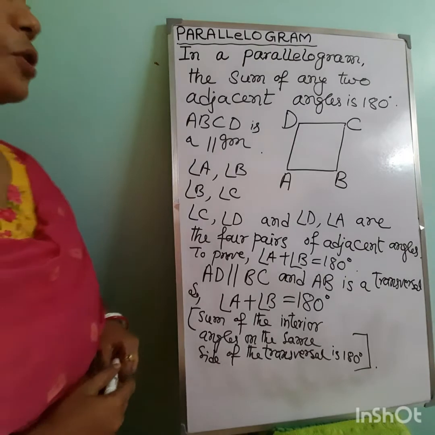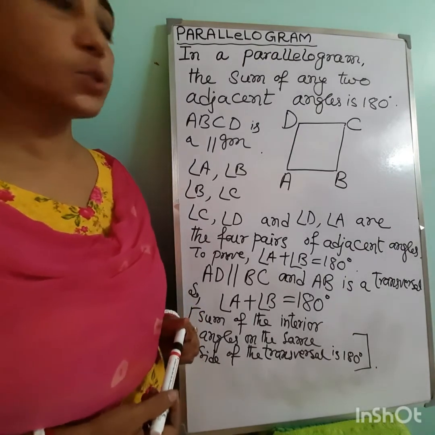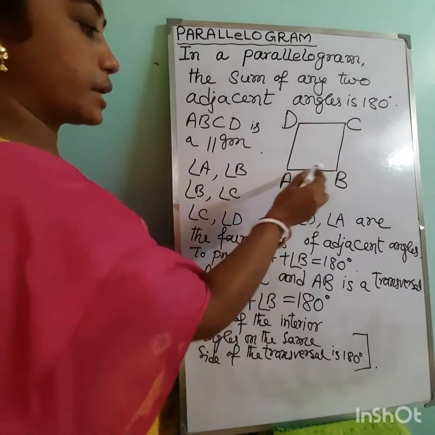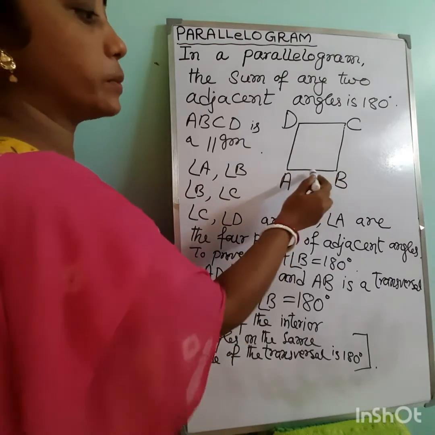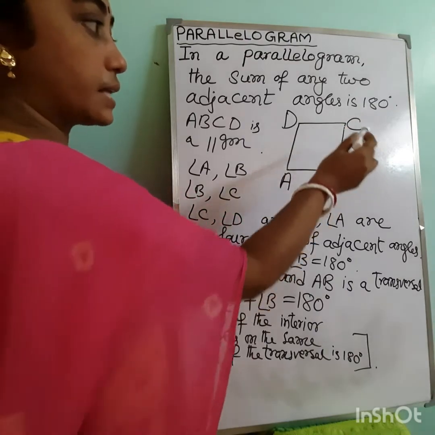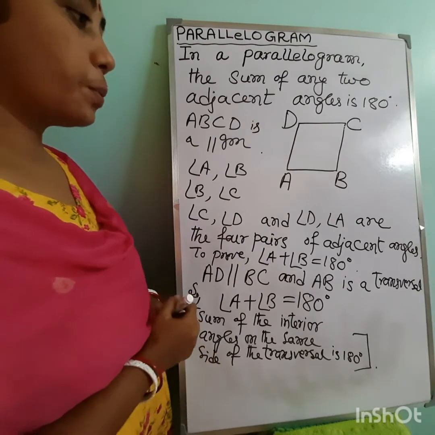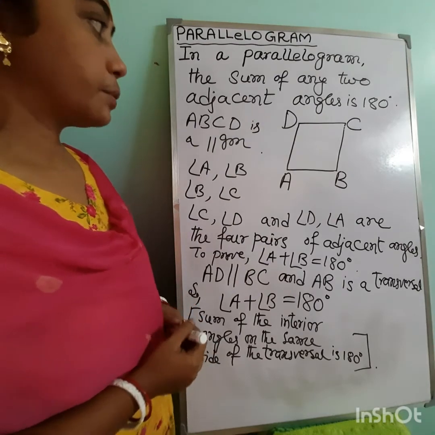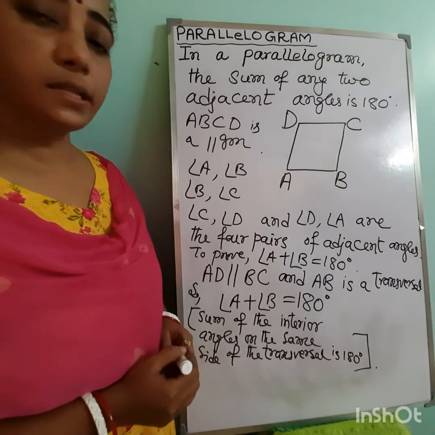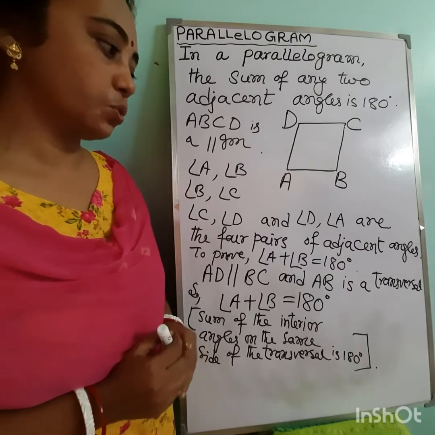Let us see another important property, that in a parallelogram the sum of any two adjacent angles is 180 degree. Here ABCD is a parallelogram. So angle A and B are adjacent angles because they have a common side. And similarly angle B and C are adjacent angles, C and D are adjacent angles, D and A are adjacent angles. So there are four pairs of adjacent angles. So by property angle A plus B is equal to 180 degree, B plus C is equal to 180 degree, C plus D is equal to 180 degree and D plus A is equal to 180 degree.